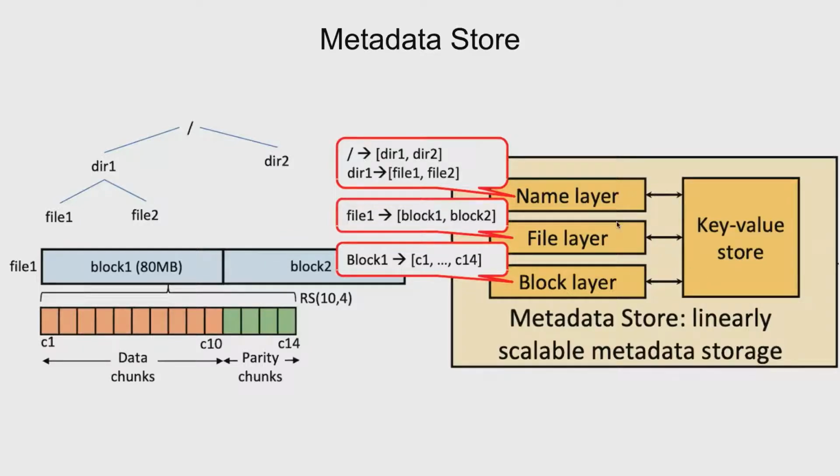Let's look at what this name layer, file layer, and block layer mean. So the name layer contains all the names of the directories, upper level directories, in the system. And these are stored as a list. So you have a root as the key, and then all of the subdirectories inside root are stored in the list. The file layer actually maps files to where they are stored on the blocks, and blocks eventually map onto your chunks.